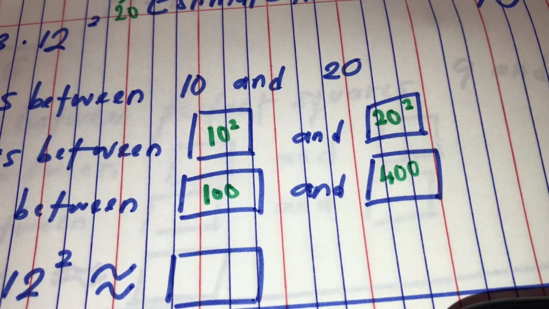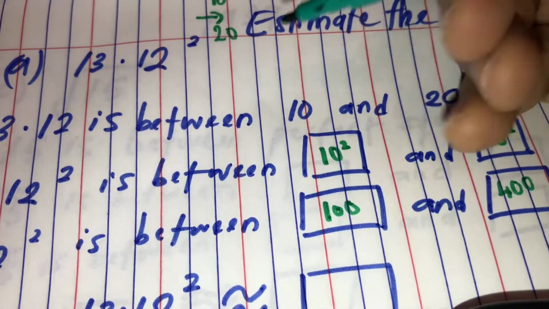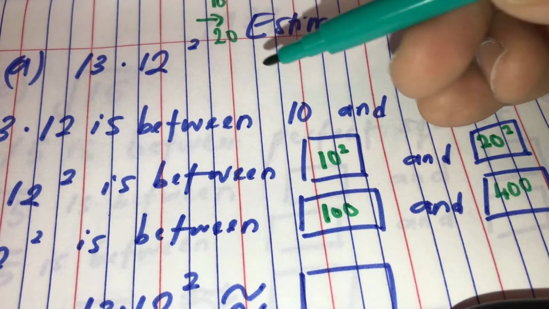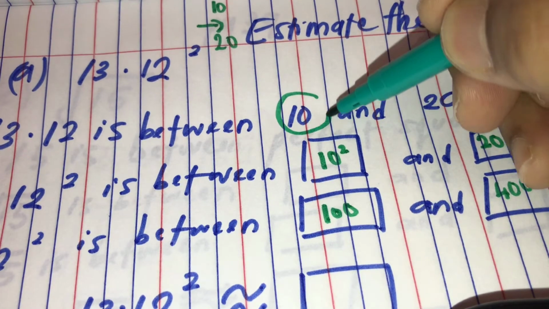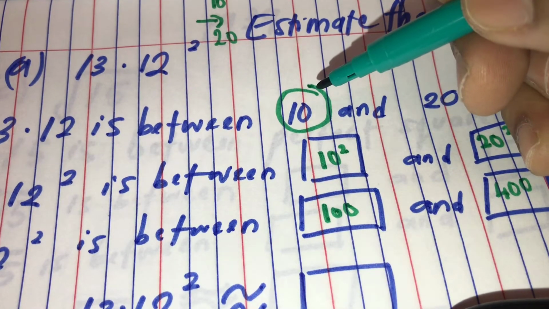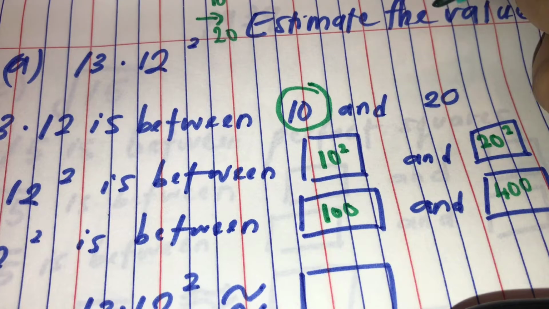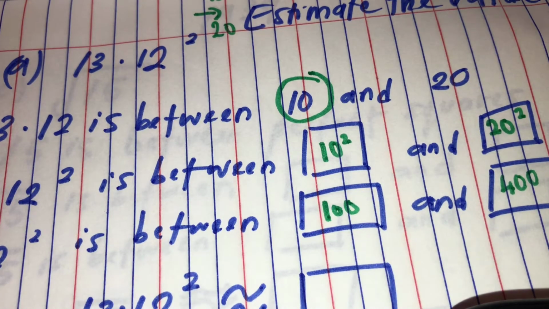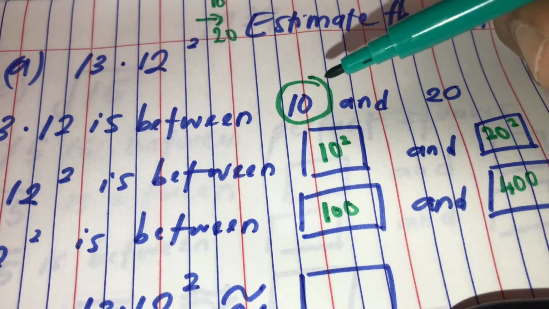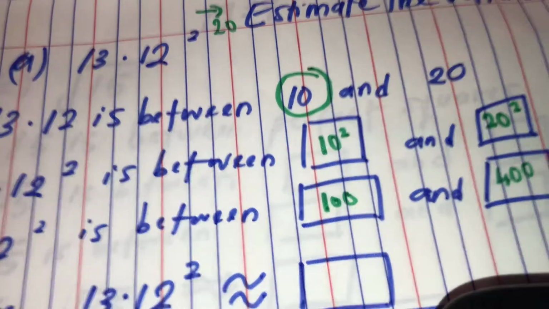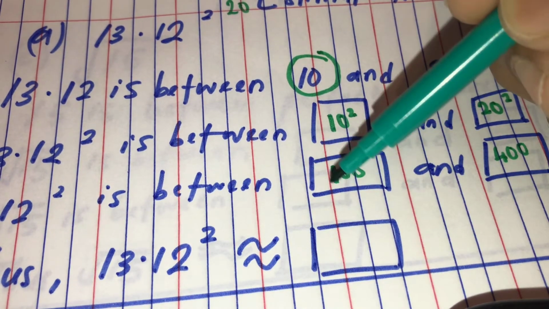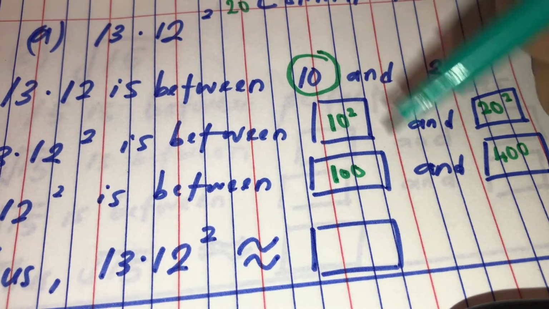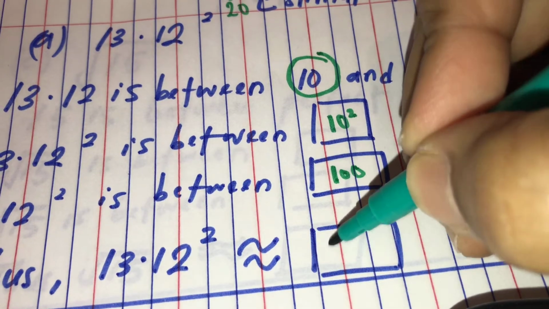Then you choose whether 13 is near to 10 or 20. 13 is nearer to 10. If the value is like 16, it is near to 20. More than 5, you choose 20. Less than 5, you choose 10. So for 13.12 squared, you choose this answer, 100, because 13 is near to 10.